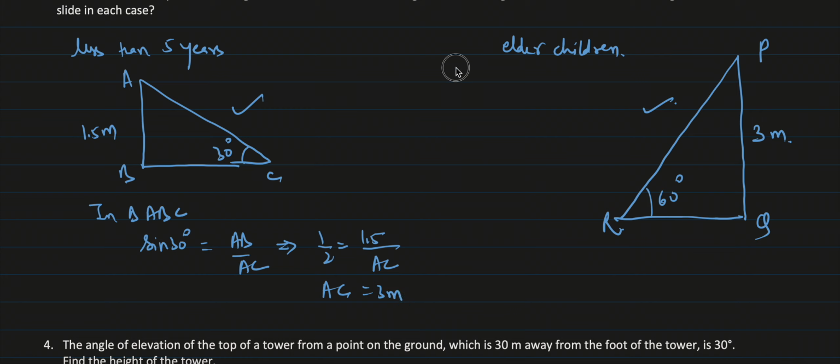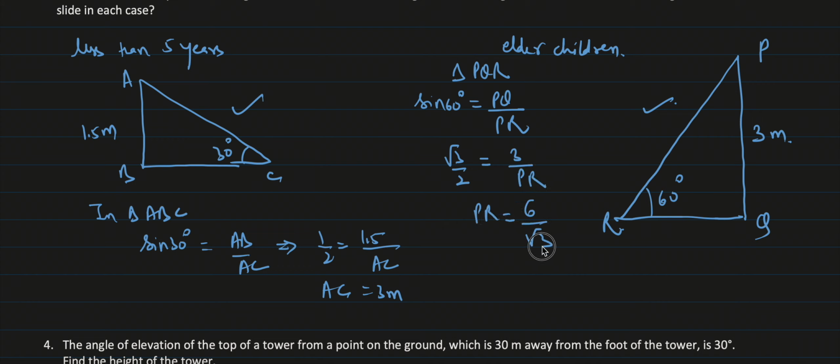Clear? Now here we consider triangle PQR. We have again sine 60 degrees, PQ by PR. The value of sine 60 degrees is root 3 by 2, so that will be 3 by PR. So PR equals 6 by root 3. We cannot leave the root 3 in the denominator.